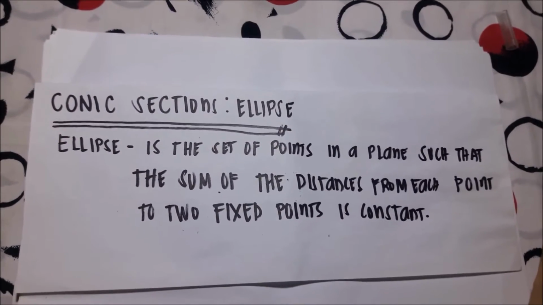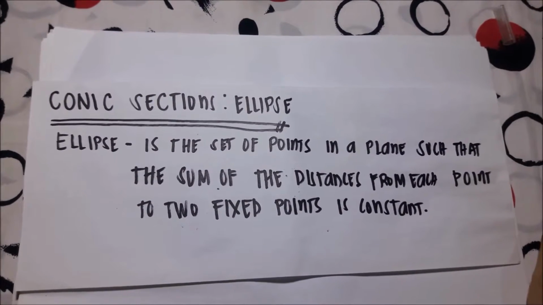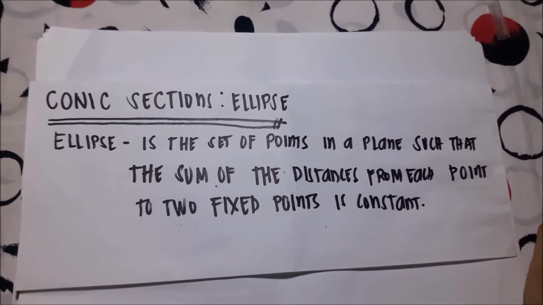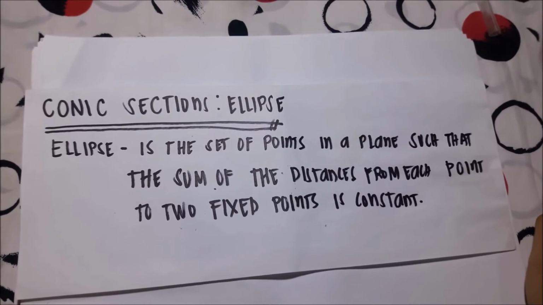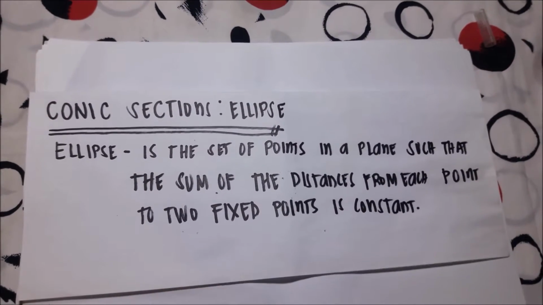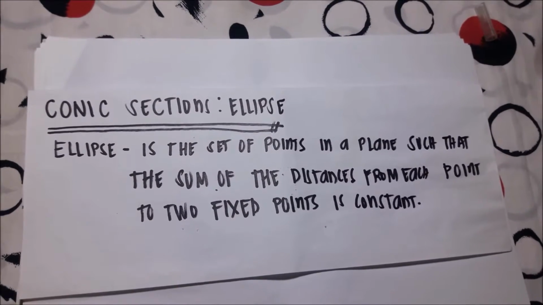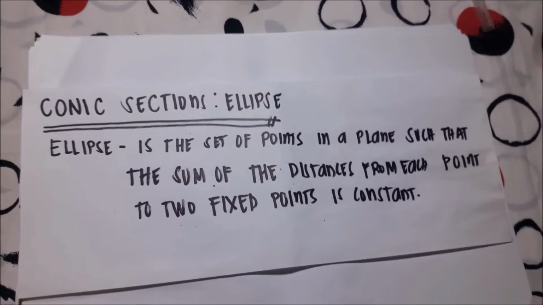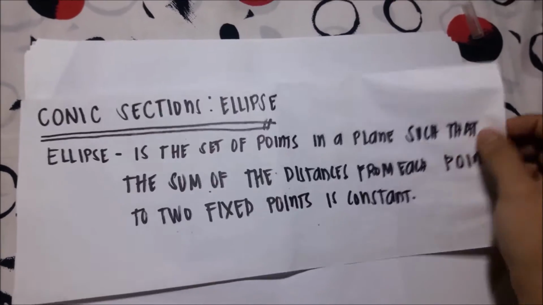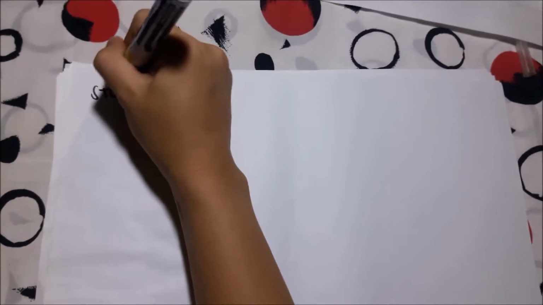Today I'm going to show you how to do the conic section ellipse of standard equation and general equation. So, conic section ellipse. Ellipse is the set of points in a plane such that the sum of the distances from each point to two fixed points is constant. So let's get started. So here's the standard equation.